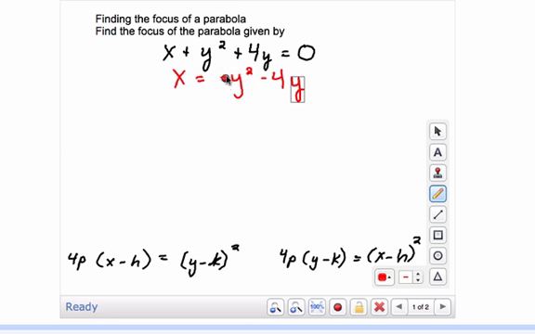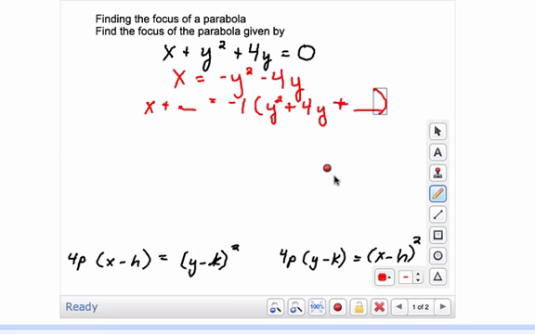And then you're going to go ahead and complete the square over here. In order to do that, you need to common factor any value that's in front of the y squared. We're going to add something to the other side. X plus blank equals a negative 1 times y squared plus 4y plus blank.